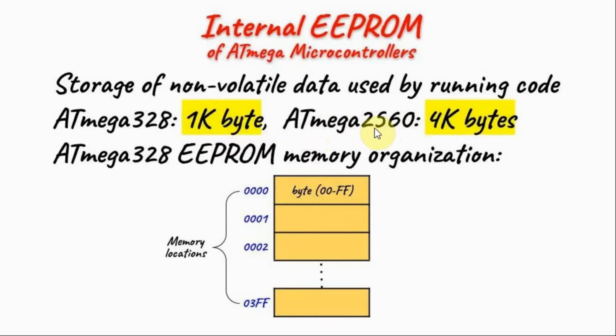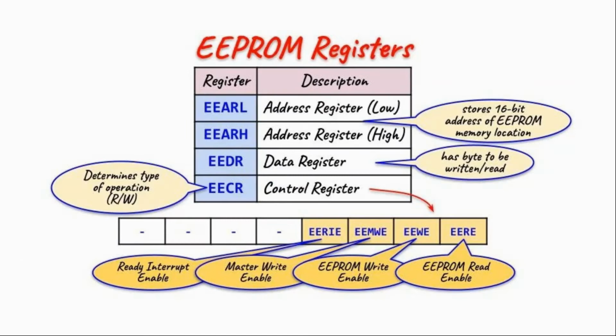and in the ATmega2560 found in the Mega, there is 4 kilobytes of EEPROM. In this video, we'll focus on the EEPROM found within the ATmega328, and the memory organization is shown here, which is made of 1024 memory locations, and each location has a 16-bit address, and each memory location can store a byte value. There are 4 registers associated with the EEPROM.